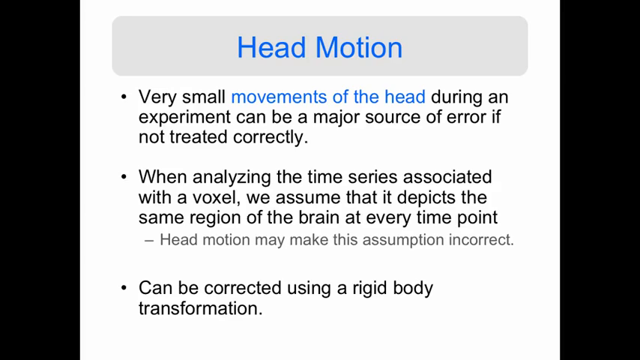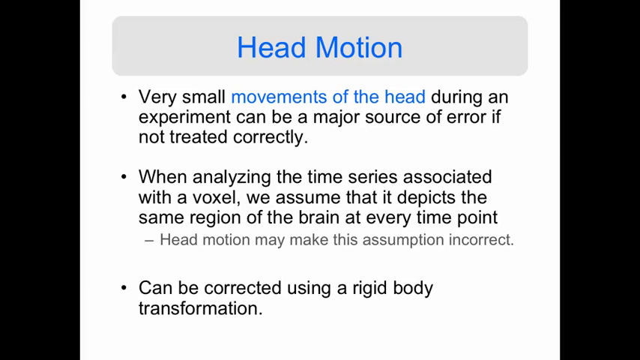One thing that you have to correct for is head motion. So even very small movements of the head during an experiment can be a major source of error if not treated correctly. Because remember, we often look at a single voxel of the brain and we extract the time course, the intensity at that voxel at each time point, to get our time series.